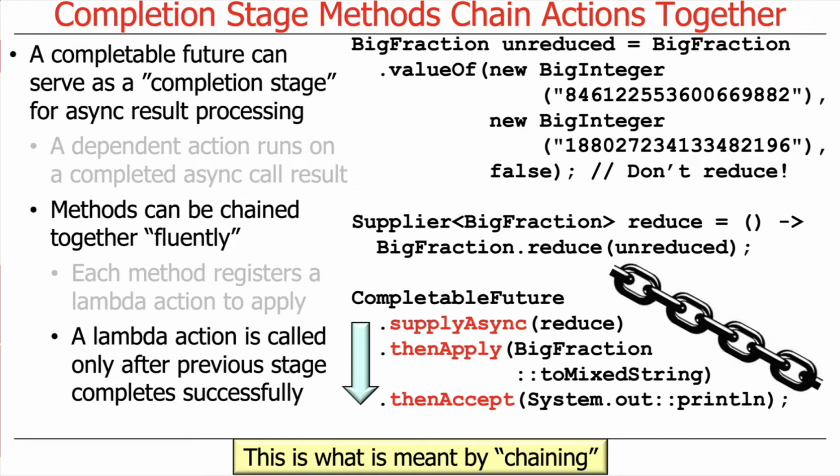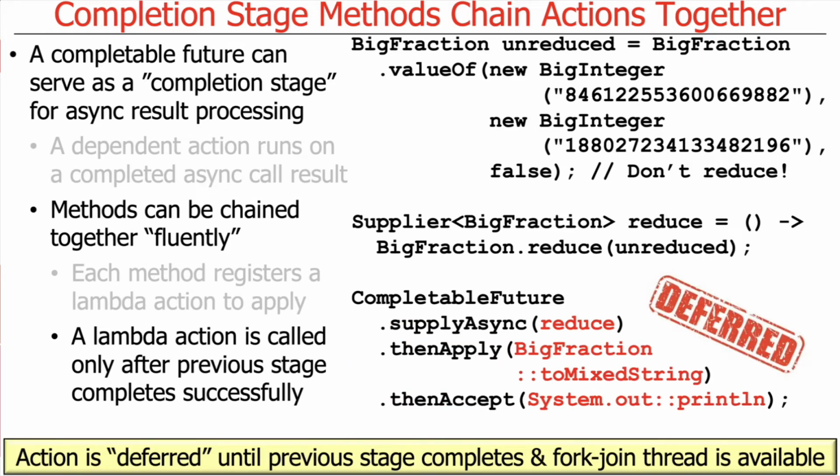When we chain things together, it's a fluent set of calls that occur one after another as the previous operations complete. So you can basically think about these actions that are being registered here as being deferred until the previous stage completes and a thread from the common fork-join pool is available. And we'll see that there's a whole bunch of subtleties here in terms of how that all works, but that's the basic idea of registering these actions.